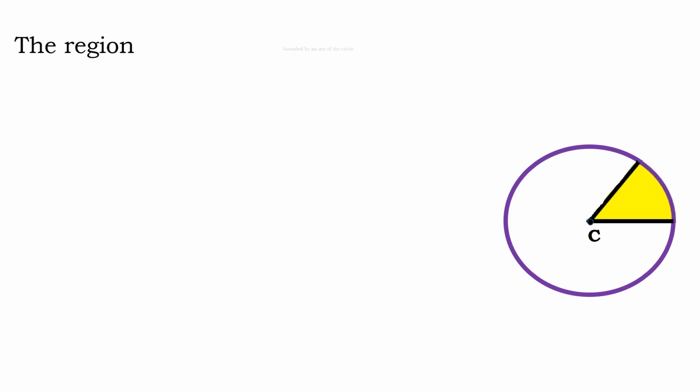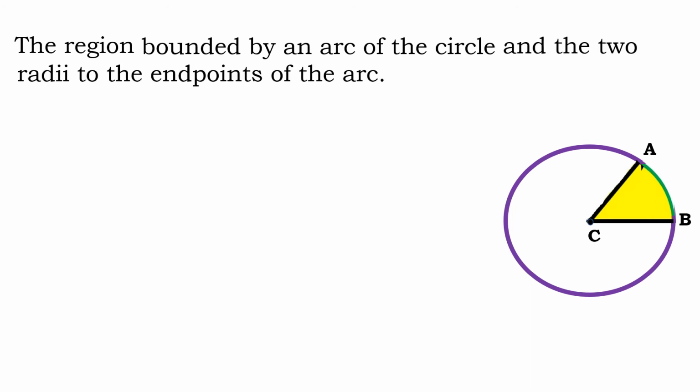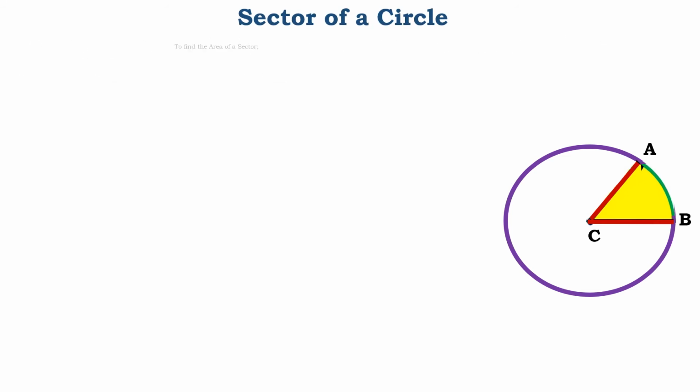The region bounded by an arc of the circle, so let us name this as arc AB, and the two radii to the endpoints of the arc. So we have radius AC and radius BC. So the region bounded by an arc of the circle and the two radii to the endpoints of the arc is called the sector of a circle.